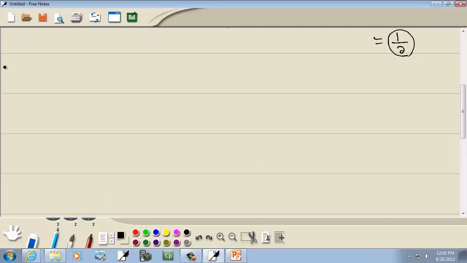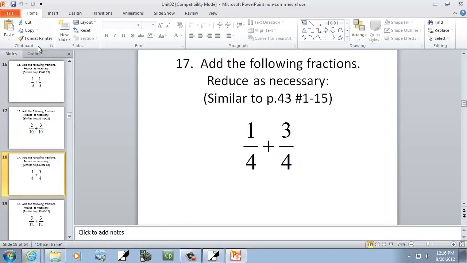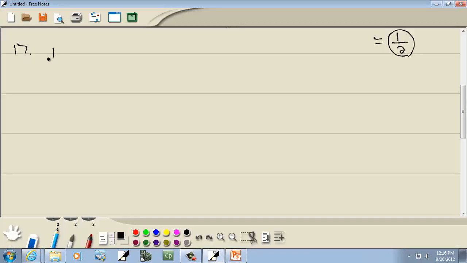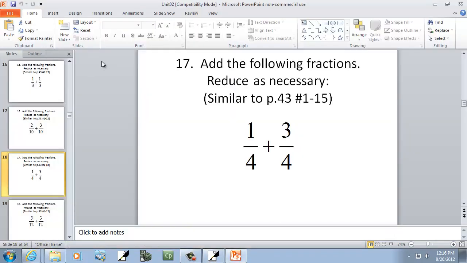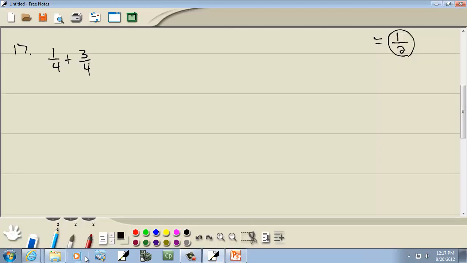Let's take a look at this one. We got 1/4 plus 3/4. Now look at the instructions here. Add the following fractions, reduce as necessary. It actually wouldn't need to say reduce. That's implied. Anywhere in mathematics where you can simplify, reduce your fraction, you should.